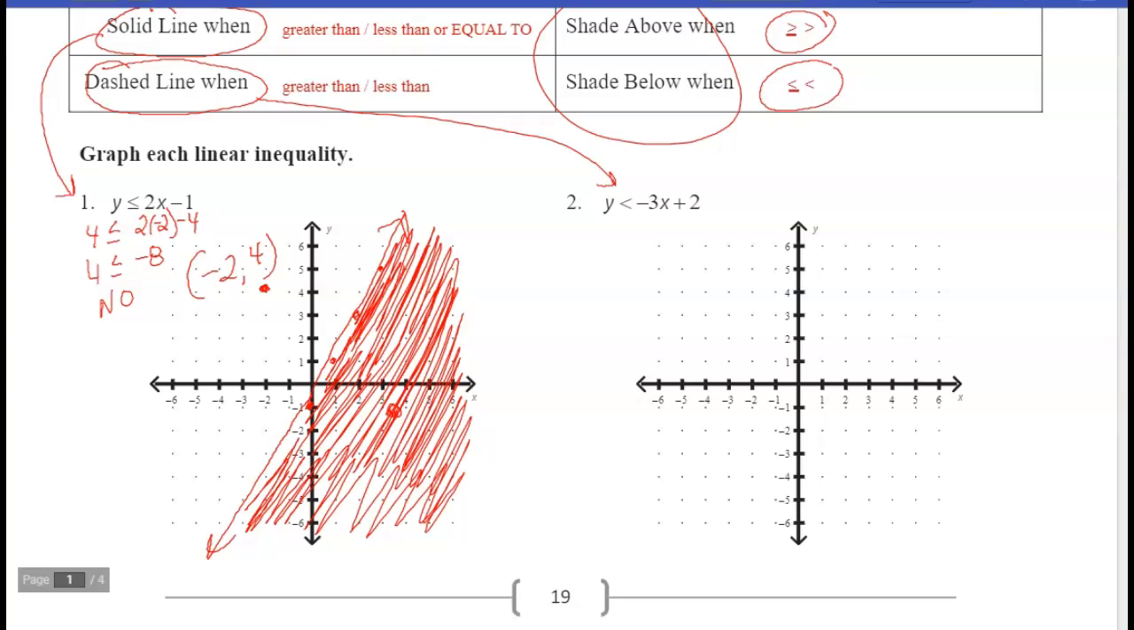Let's go to number 2. y is less than negative 3x plus 2. So I come to 2. My slope is negative 3, so I'm going to go down 1, 2, 3 over 1, down 1, 2, 3 over 1. But this time it's a less than. It doesn't have that line below it, so it's a dashed line. So this is the new part for today: make a dashed line when you are graphing.